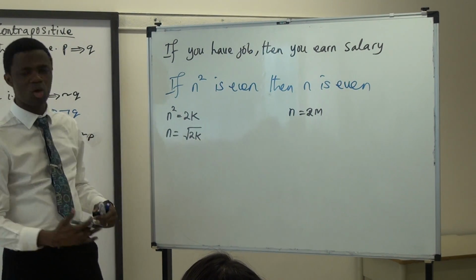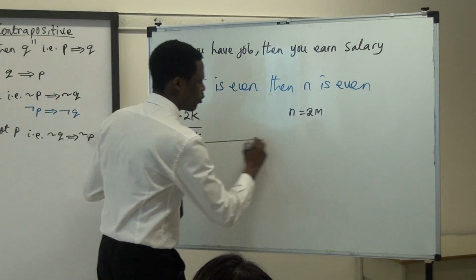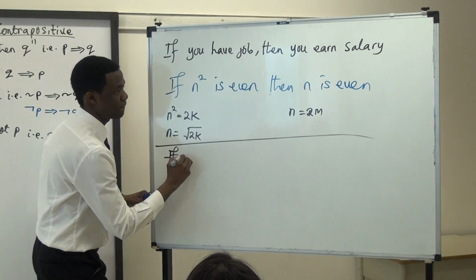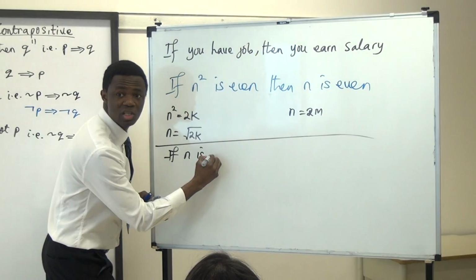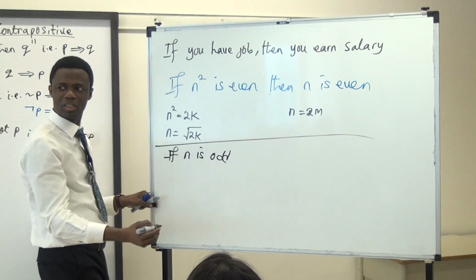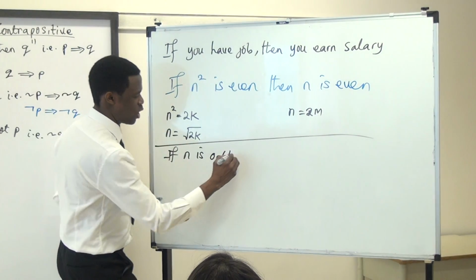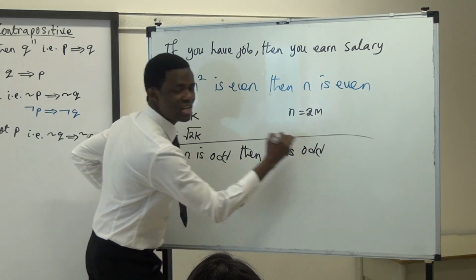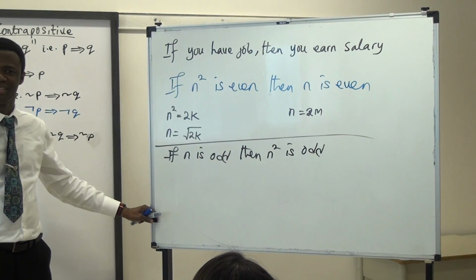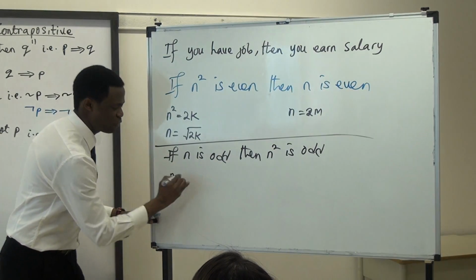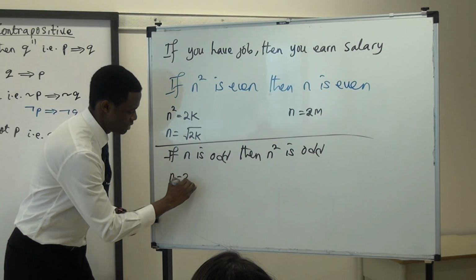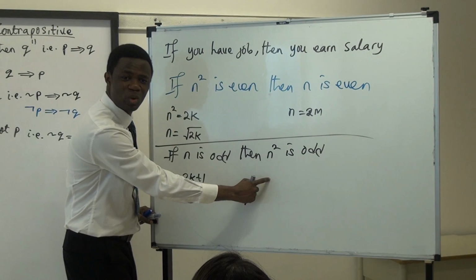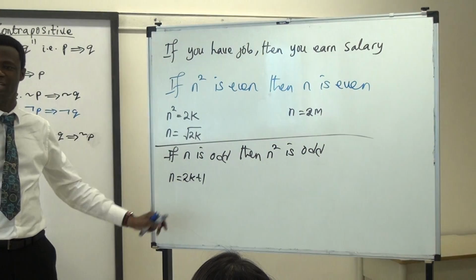But if you construct the contrapositive of this statement, what would be the contrapositive of this statement? If n is odd. You don't have to use the word not. Okay? If n is odd, then what? n squared is odd. Isn't this easier to prove? If n is odd, then n is in the form of what? 2k plus 1, right? Then you have to be able to show that n squared will also be in this form. Is that easy to do or not?